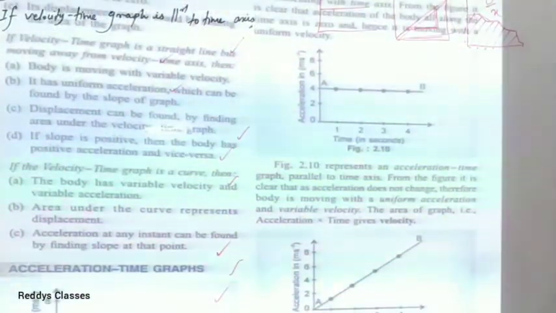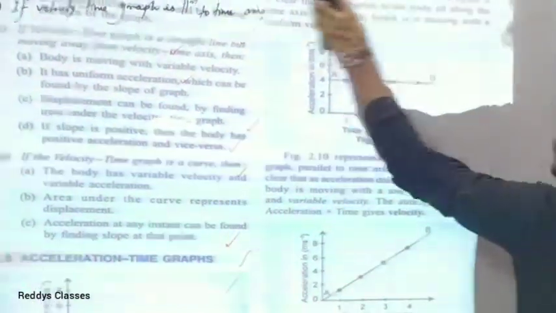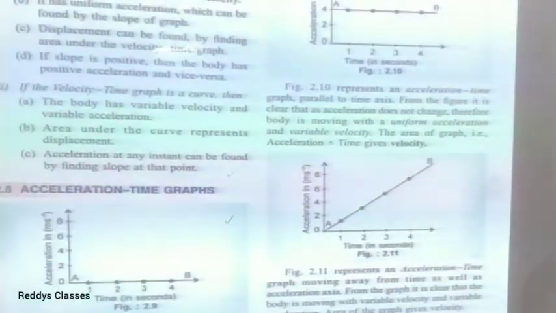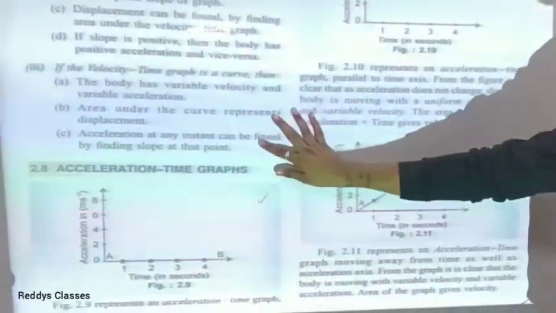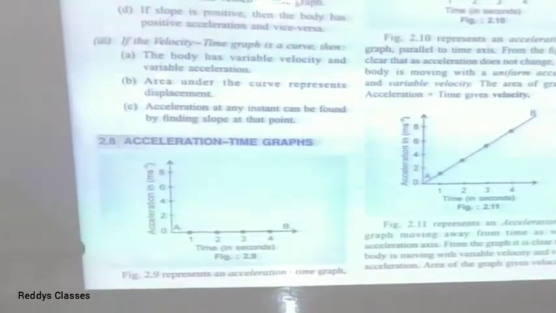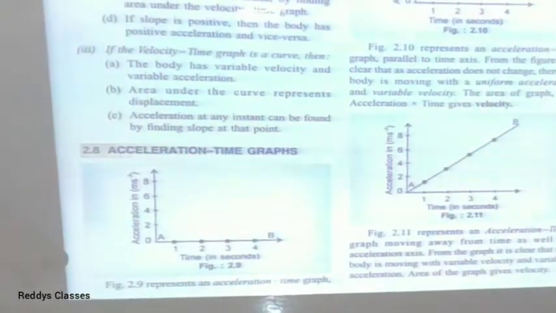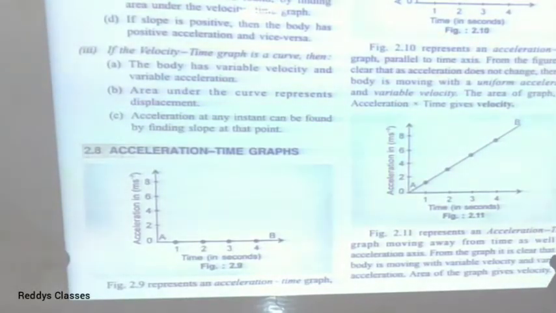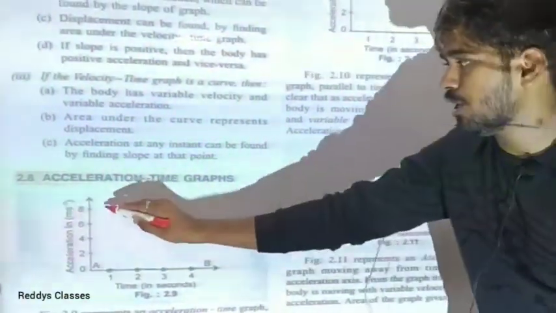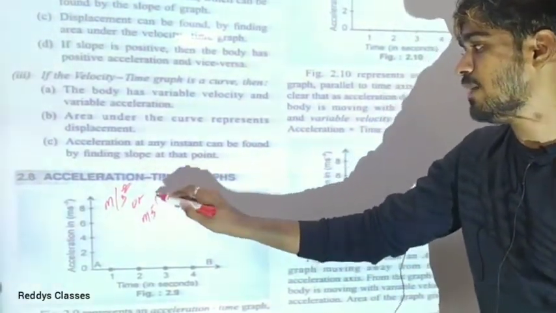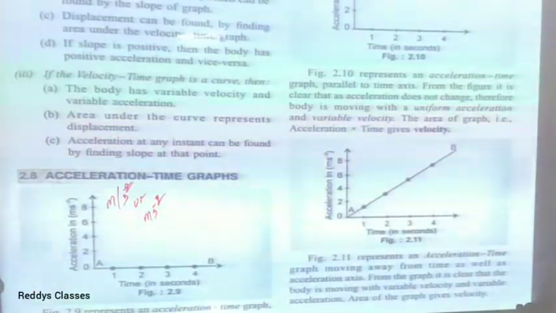Let us study now the acceleration time graph. What do you mean by acceleration time graph, what are their functions and how are they different from the velocity time graph? First of all, you can see one graph, the acceleration time graph, which means the y-axis shows the acceleration while the x-axis shows the time. The unit for acceleration is meter per second square, or meter second minus 2. So we have time also.